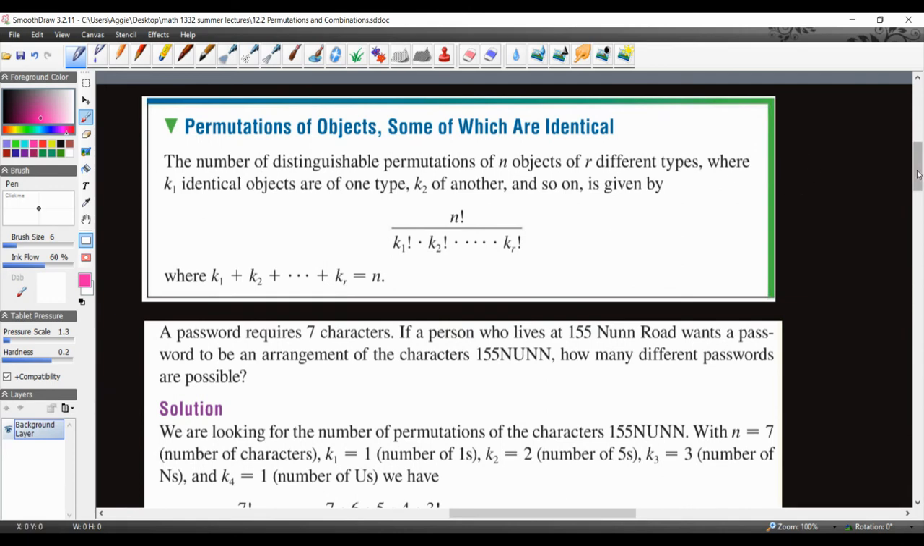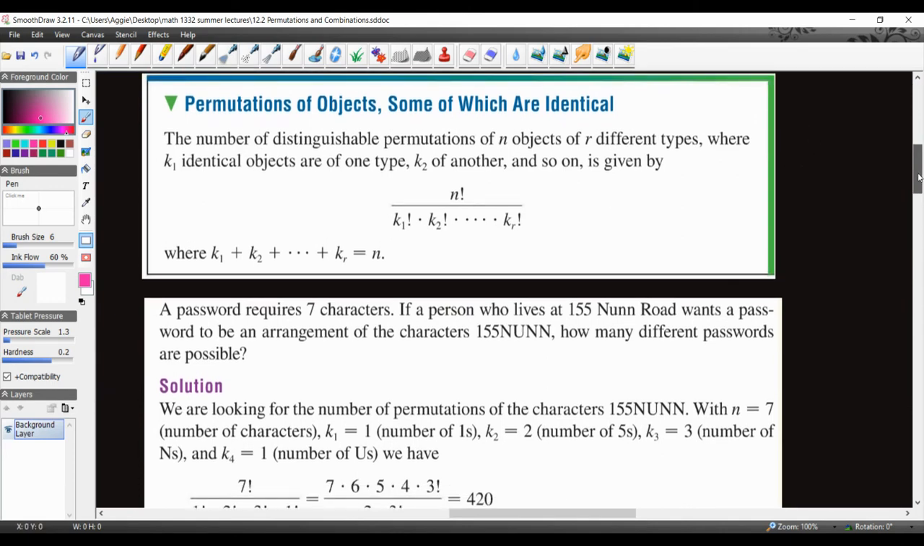All right, so the one we saw before was distinct objects. Now this one has a formula for objects that are different types. The number of distinguishable permutations of n objects, so the total number of objects, of r different types, where k1 identical objects are of one type. So you have this many of this type, and k2 is another, and so forth. And this is the formula for that one: the total divided by the factorials of each of those types, okay? Where all of these add up to your total.